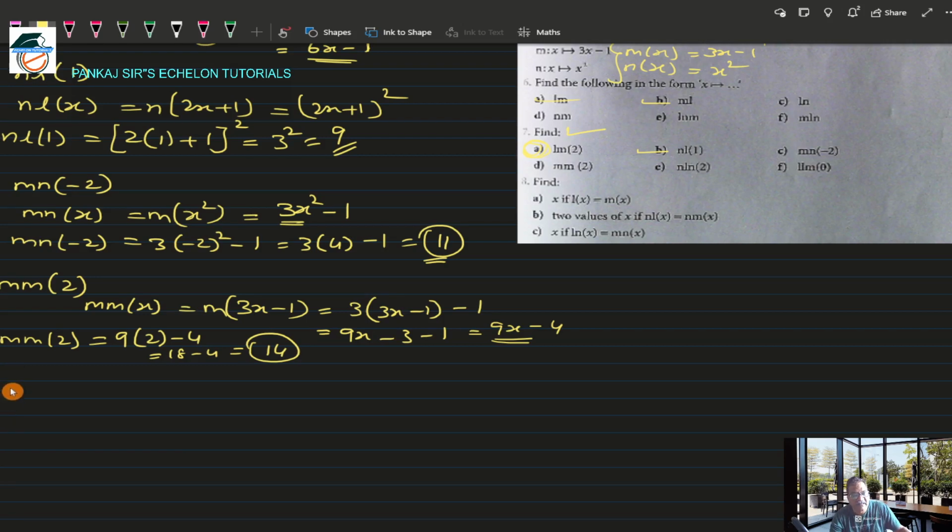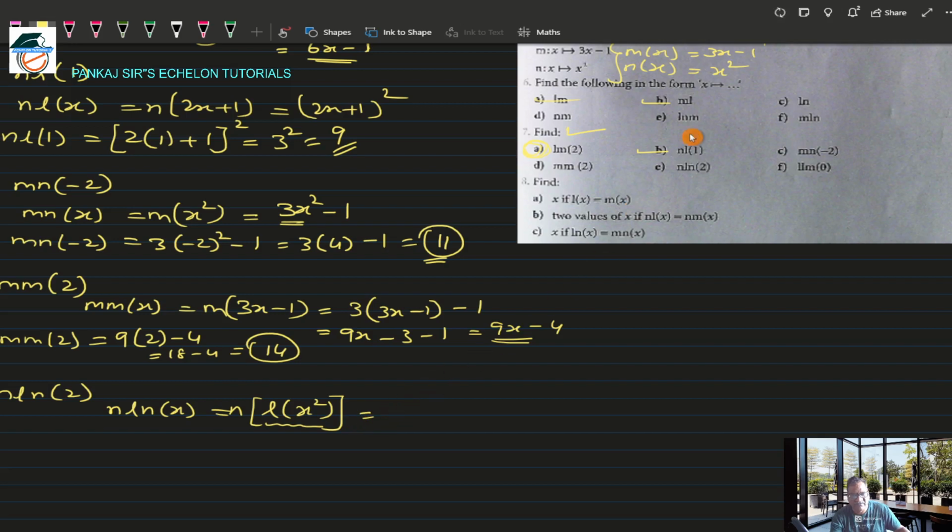Now quickly let us come to E. E part of the question says that you have to find out NLN of 2. So for this you should know what is NLN of x. So let us find out NLN of x first. N of x is x squared. Then you have L in front of that, and then you have an N in front of that. Okay. Now this inside function we are going to find out.